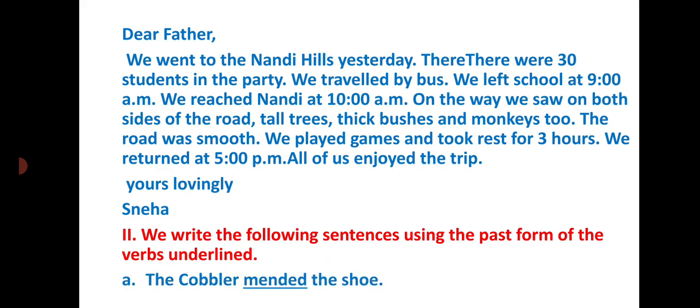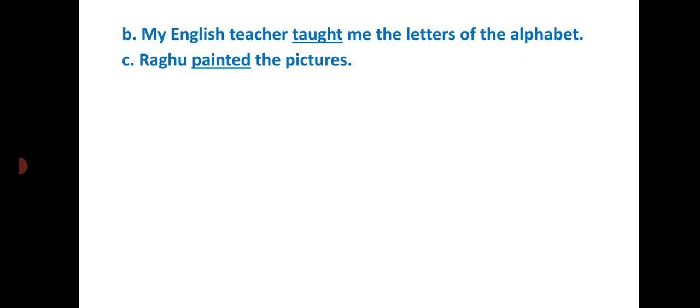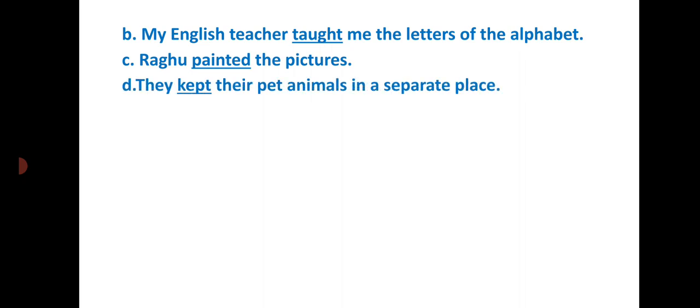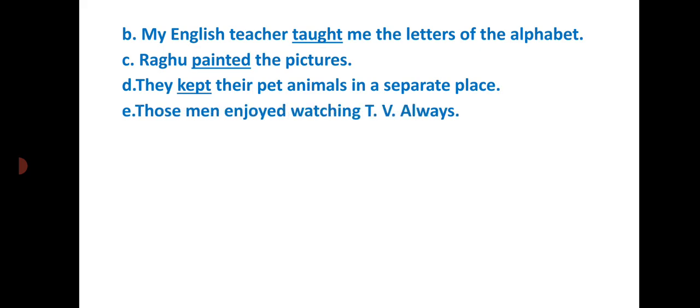We write the following sentences using the past form of the verb underlined. The cobbler mended the shoe. My English teacher taught me the letters of the alphabet. Raghu painted the picture. They kept their pet animals in a separate place. Those men enjoyed watching TV always.